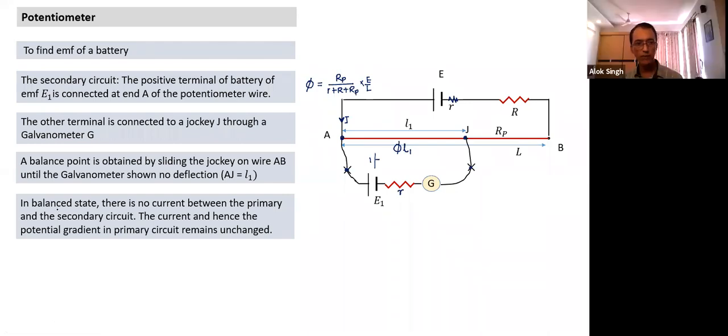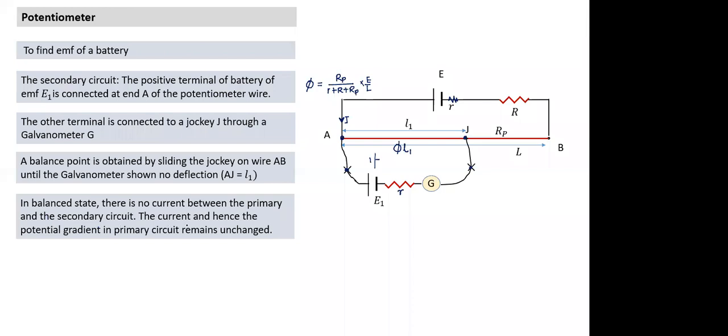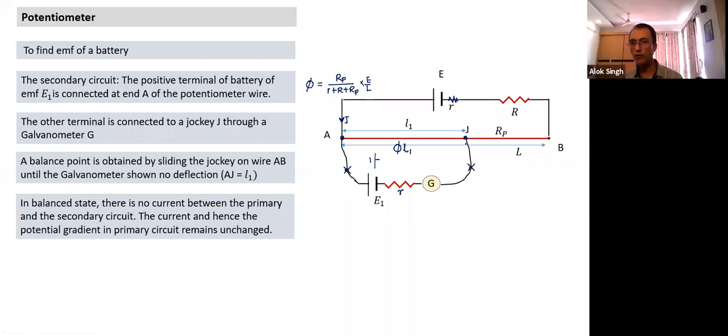So have you understood this statement well? Does this make sense? In balanced state, how would I find the balanced state? I find it by sliding the jockey. If my setup is right, I may find a point. If the setup is wrong, I may check all the points and nowhere find a balance point. Here I am able to find a balance point. At the balance point, this current becomes 0, the voltmeter reading is 0, as this current is also 0. I can say in balanced state there's no current flowing between the primary and the secondary circuit.